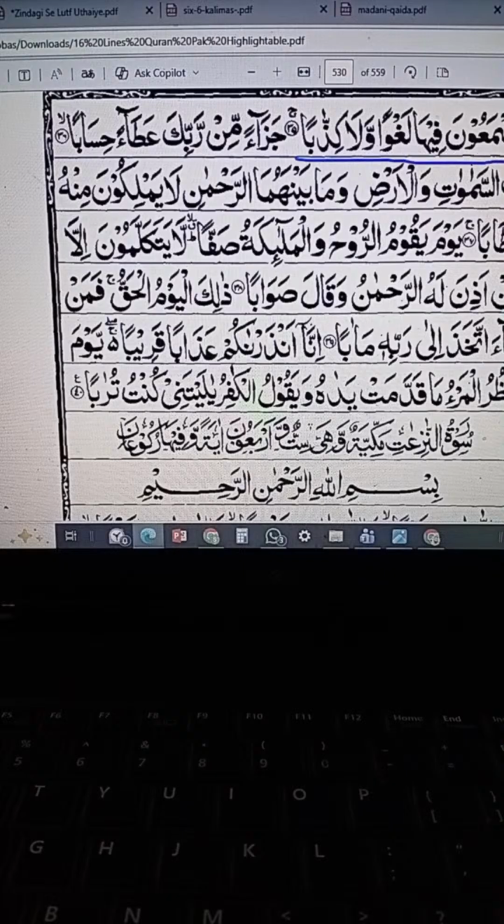We have to read: la yasma'una fiha laghwan wa la kidhaba. There should be a difference between zal and za. Zal is always read with softness and without stress. Za is always read with stress. So we will go back and we will find out the letters of madda.